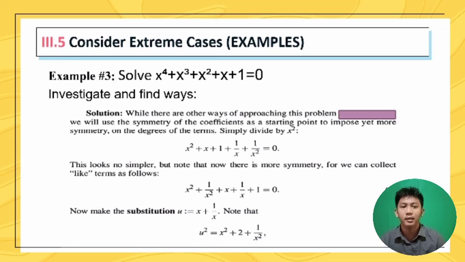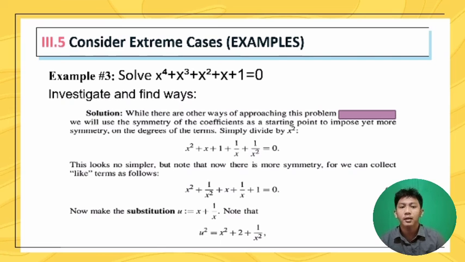Simply divide by x squared. So if we divide the equation x to the 4th plus x cubed plus x squared plus x plus 1 is equal to 0 by x squared, the result will be x squared plus x plus 1 plus 1 over x plus 1 over x squared is equal to 0. This looks no simpler, but note now there is more symmetry, for we can collect like terms as follows. x squared plus 1 over x squared plus x plus 1 over x plus 1 is equal to 0.